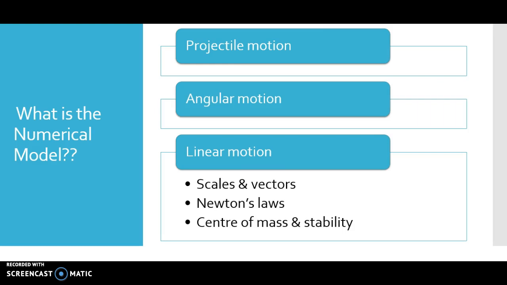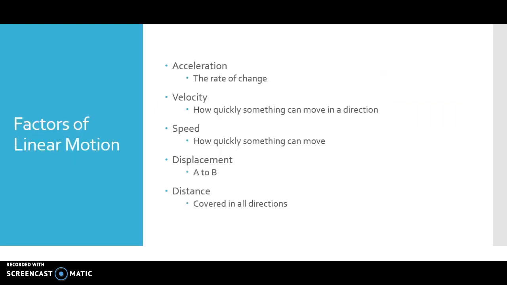So what is the numerical model? The numerical model is made up of three main sections: projectile motion, angular motion and linear motion. Under linear motion there are three main sections. We have scales and vectors, Newton's laws, and centre of mass and stability. We'll talk about them a little later on.